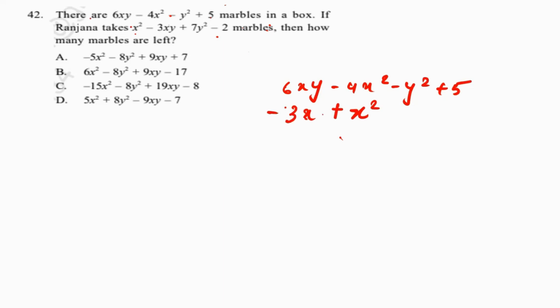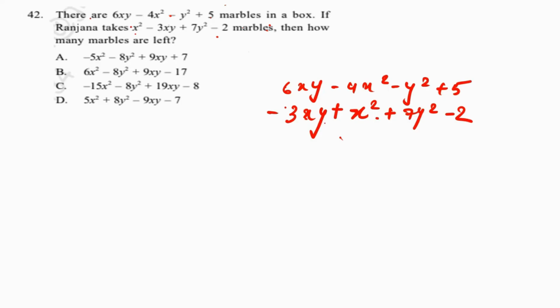Next question we have, there are 6xy minus 4x square minus y square plus 5 marbles in a box. If Ranjana has taken away these many marbles, how many marbles are left? The taken amount is x square minus 3xy plus 7y square minus 2. Now we arrange the like terms below them. X square firstly, so it's a positive x square. Below the x square, next a negative 3xy, a positive 7y square, and a negative 2.